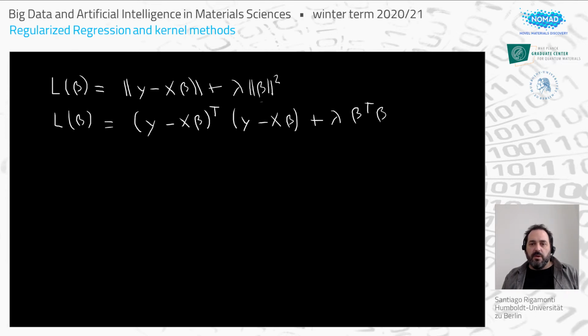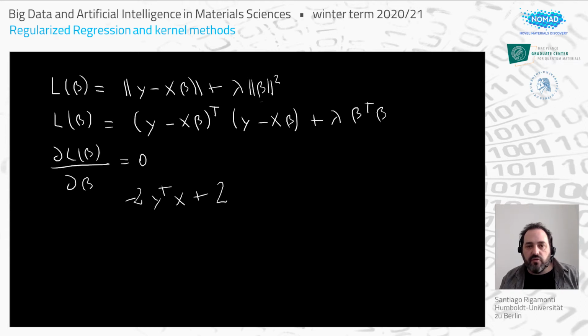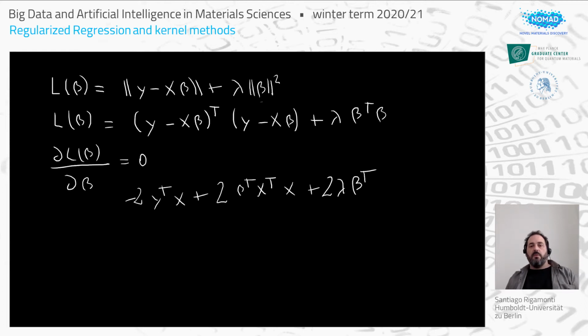Then let's see how it works in more concrete terms. We will calculate the optimal coefficient by calculating the gradient and equating it to 0. If we calculate the gradient here, we will have minus 2 y transpose x plus 2 beta transpose x transpose x plus 2 lambda beta transpose. Yes, and we want to equate this to 0.